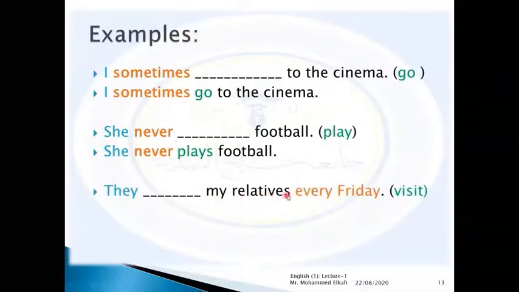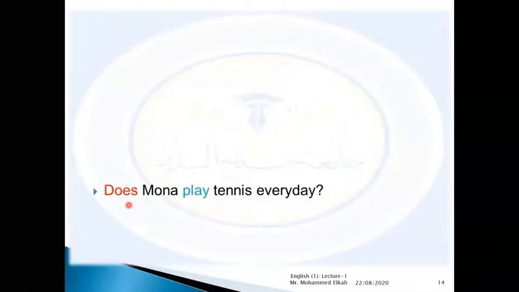In the third example, they ... my relatives every Friday. They visit my relatives. Why visit, not visits? Because they is one of the group of they, you, we, and I. With they, you, we, and I, we should use the base form of the verb as it is, without making any change or adding some S to it. So they visit. In case it was he or she, he visits, we add S. So here, because it's they, it will be they visit only. They visit my relatives every Friday.